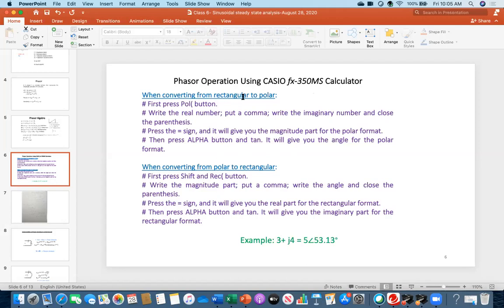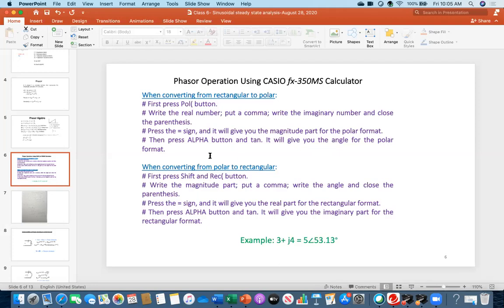When converting from rectangular to polar, this means right now this example, 3 plus j4. In your calculator, first press the polar button, then write the real number. Real number means 3, put a comma, write the imaginary number. Imaginary number means 4. You don't need to write j. Close the parenthesis, then press the equal sign. It will give you the magnitude of the polar format. This means you will be getting 5.